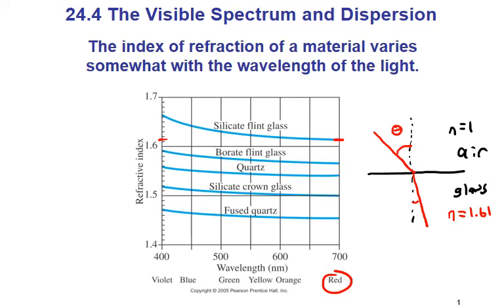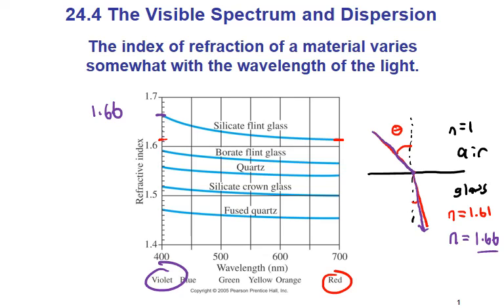So we'll have theta 2. Now, what's interesting is, let's go to violet. Let's say we have violet light coming in like this. It turns out violet light has a different refractive index, about 1.66 for glass. So as it hits, it's going to bend differently.